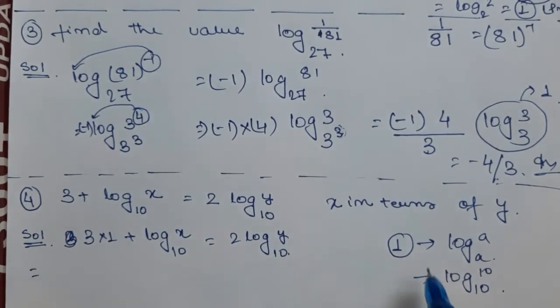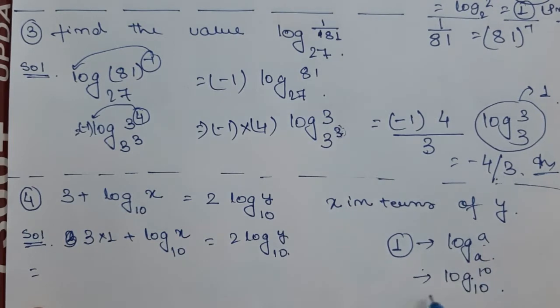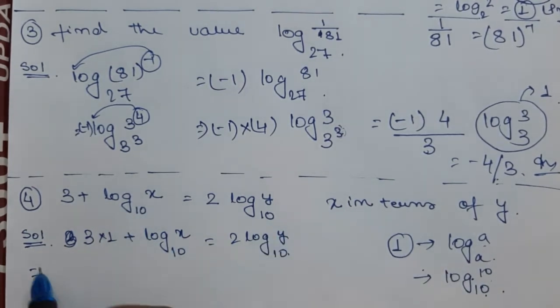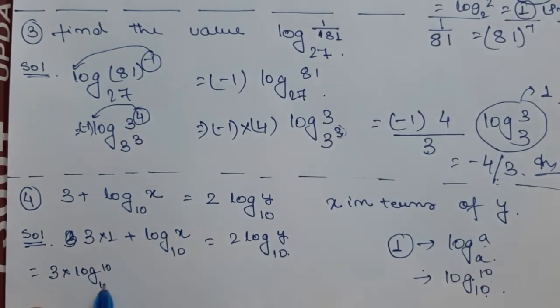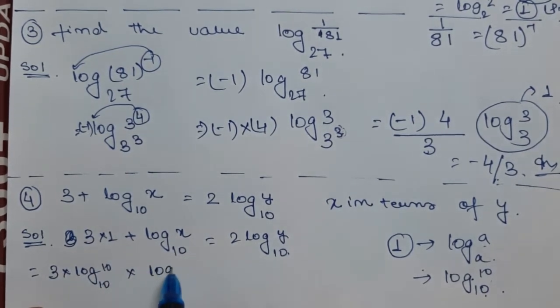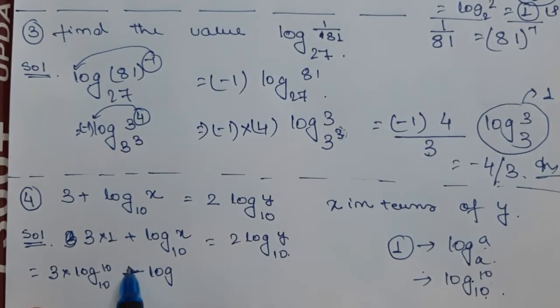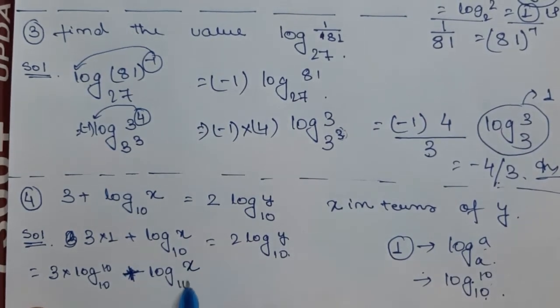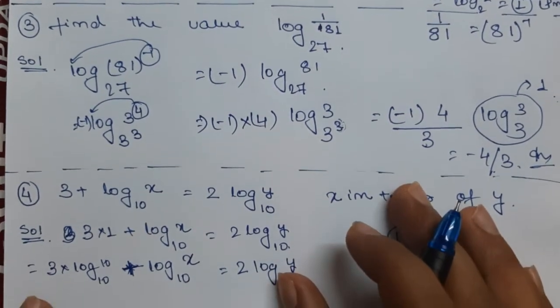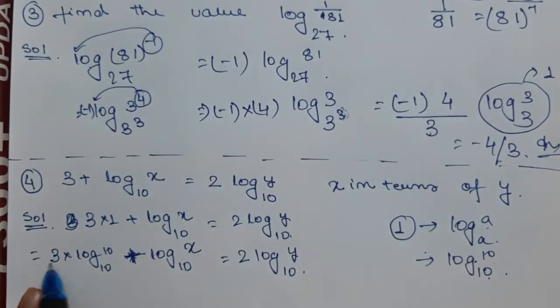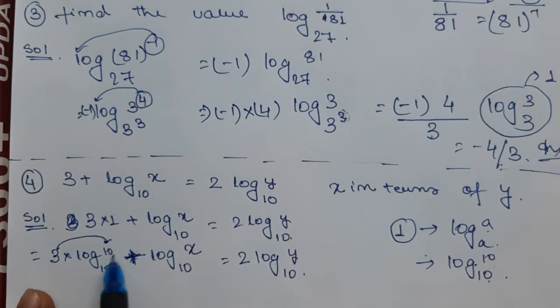So as I have told, 1 can be written as log a to the base a, or here we will write it as log 10 to the base 10, as here there is a base of 10. So we are taking log 10 to the base 10 into log, plus log x to the base 10 is equal to 2 log y to the base 10. Since there is a 3 here, we can take it to the power of this, right?